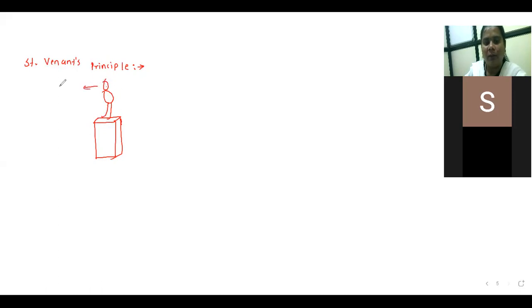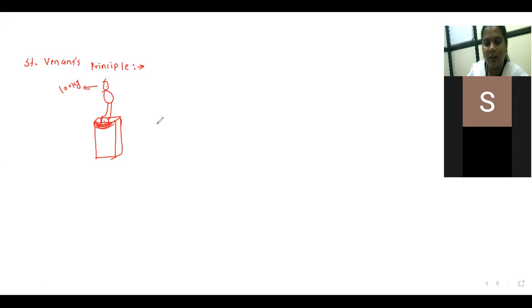So the weight of this person is, suppose, 100 kg. This load is transferred by these two legs on that particular area. Now, suppose the second case.